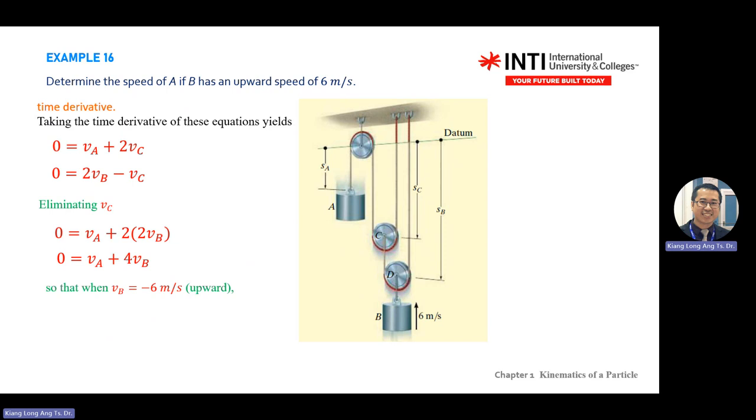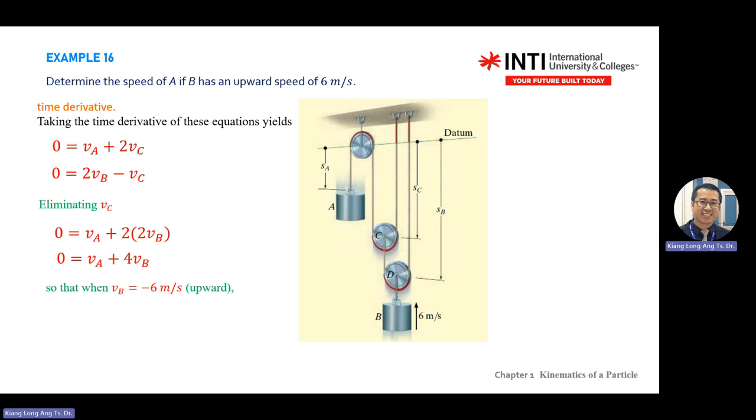Now the datum works over here. Upward speed, positive becomes negative because datum is pointing down positive. So VB is going up, so it's negative. This is the area of careless mistakes. The positive negative is playing on the, after you do all the calculation, when you want to find velocity, this is the area where you apply the positive negative.